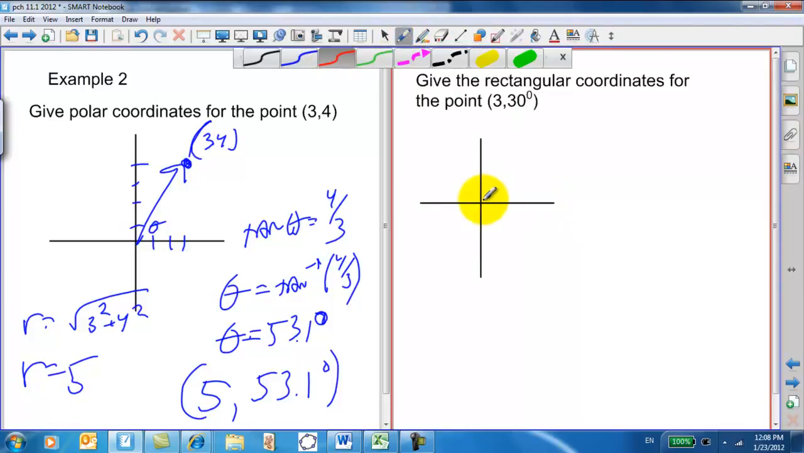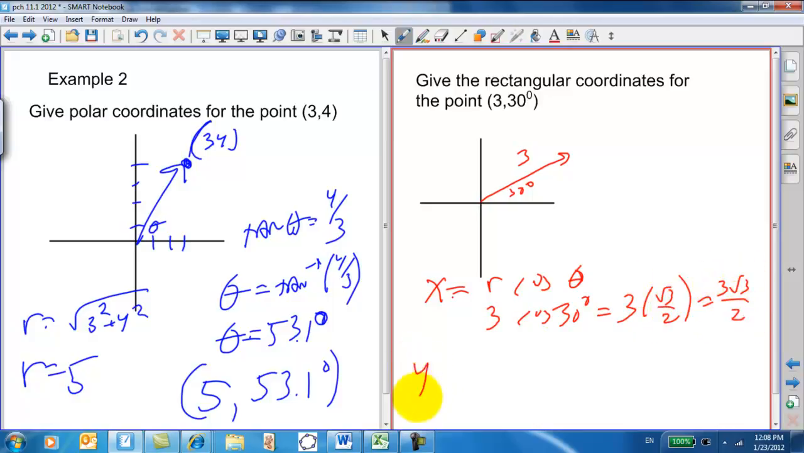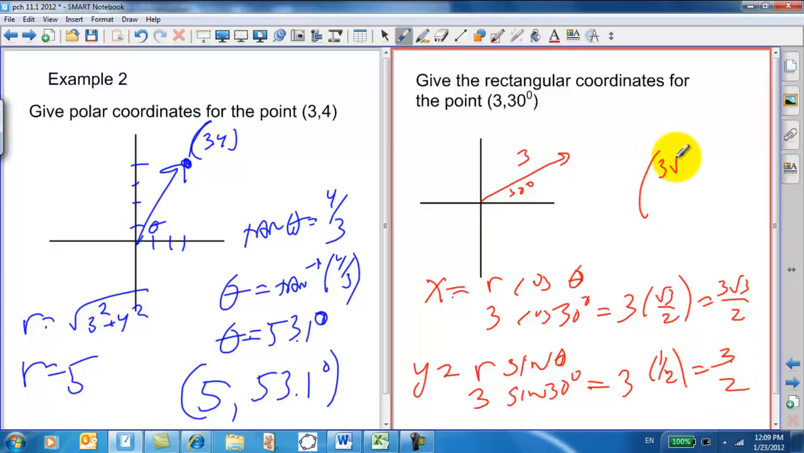And set up 3 at an angle of 30 degrees. Here's 3 and this is 30 degrees. So we can quickly convert with the r cosine theta formula. 3 cosine 30, 3 times square root of 3 over 2, and so we get 3 square root of 3 over 2. And our sine theta for the y coordinate, 3 times the sine of 30, 3 times a half, and we get 3 halves. So we get 3 square root of 3 over 2, comma 3 halves.